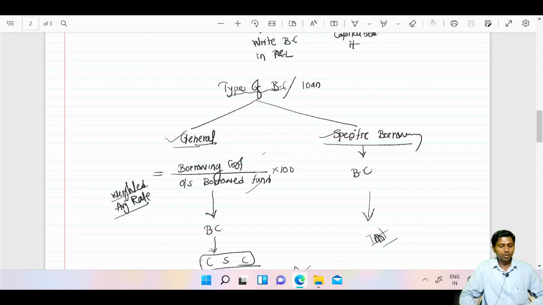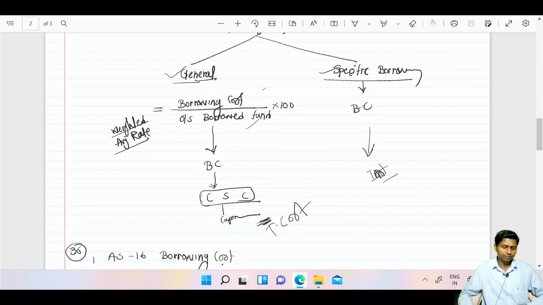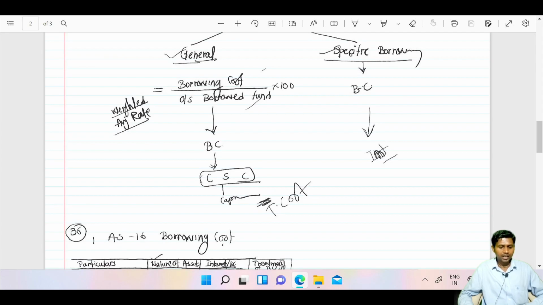Then you will find the types of borrowing cost: general borrowing and specific borrowing. General means not for a specific asset. Generally we have taken a loan and we are using that for any purpose. Let's say we are using that for current assets, investment in net assets, or for any purpose. And then specific borrowing: specifically if you want to install a machinery, we have taken a loan only for machinery, specifically for machinery. If this is so, then you can consider that as a specific borrowing.